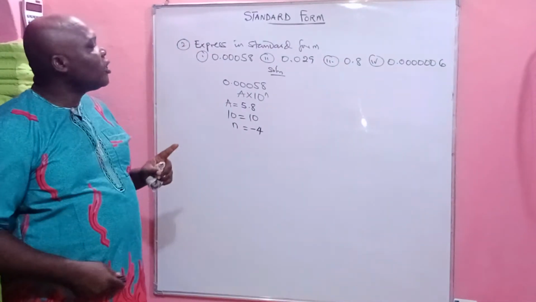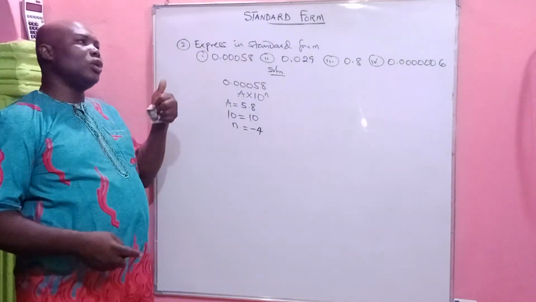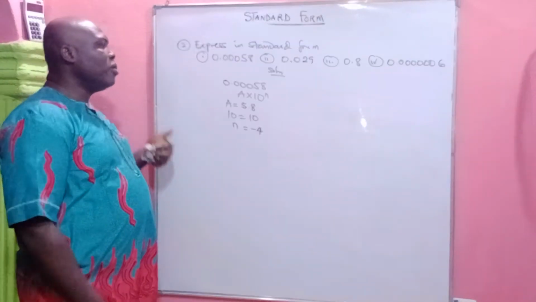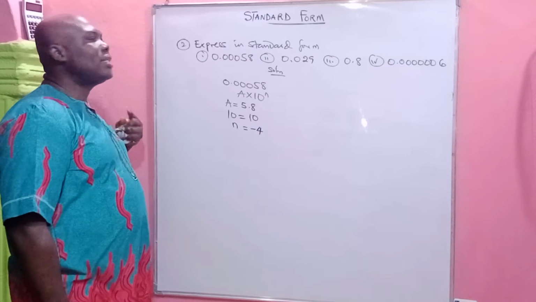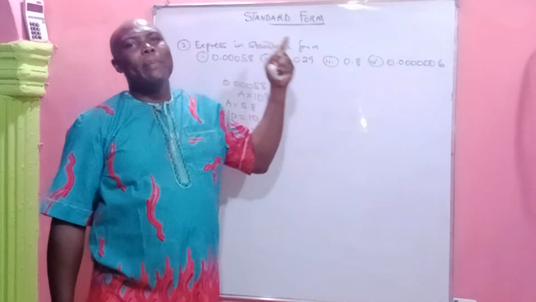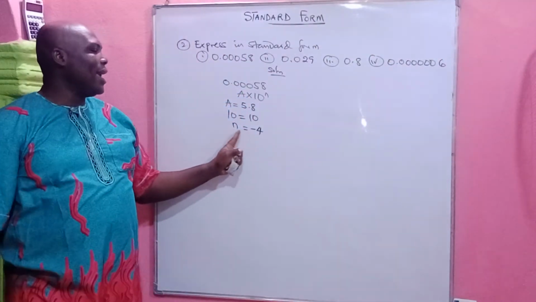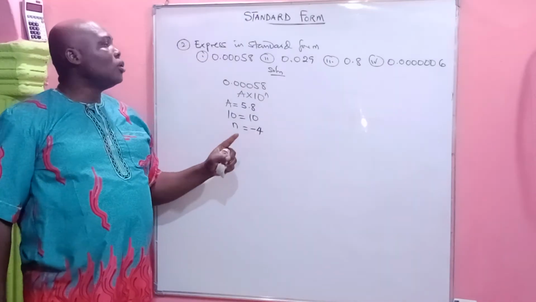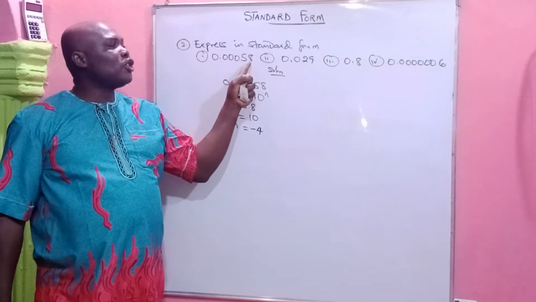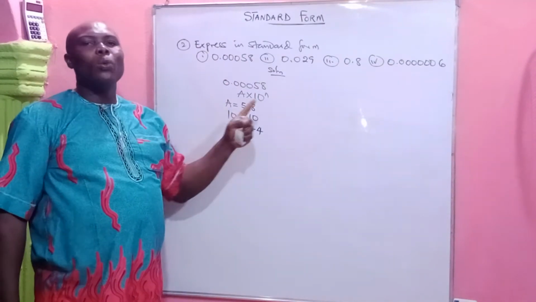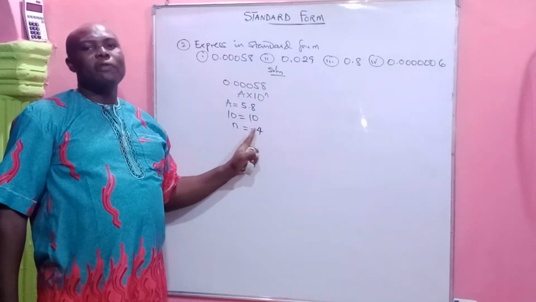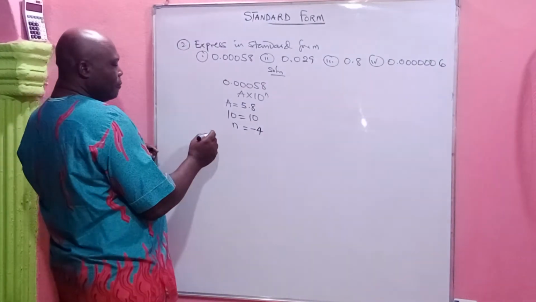In the other previous one, if we are moving the decimal point to the front, it means we are moving in the positive direction. But this time we are moving it backwardly. And that's why our n is negative this time around. So for all decimal fractions less than 1, their n will always be negative. -4 times.